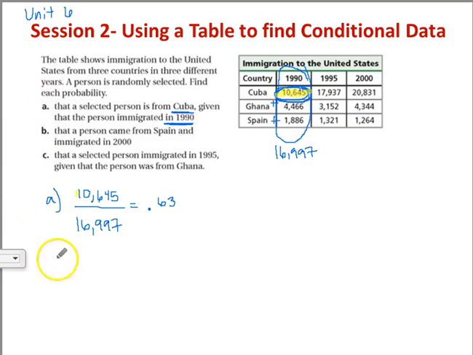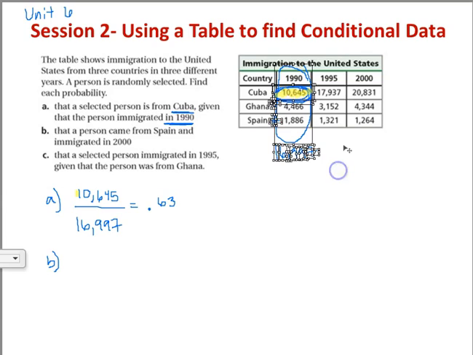All right, so we're done with part A. Let's look at part B. It says the probability that a person came from Spain and immigrated in 2000. So we want to find the probability that they came from Spain and immigrated in 2000.